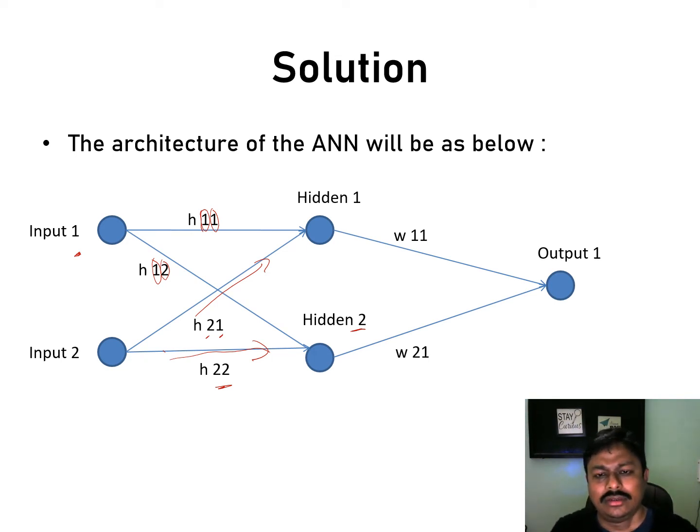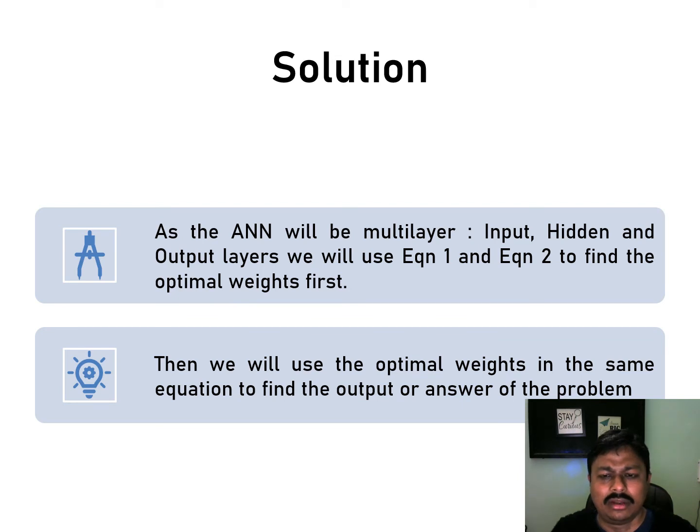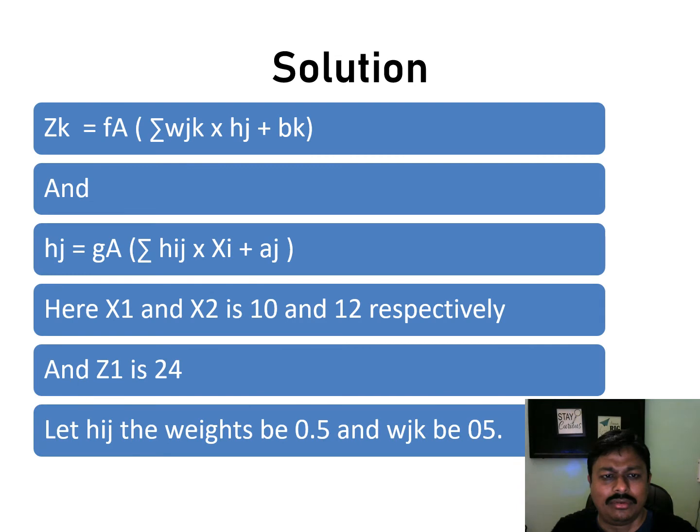So here only node 1 and node 2 are there. This is node 1 and node 2. This is output 1. Right, so this is the architecture. Then you see we have already discussed it. These are the equations that we have already stated.